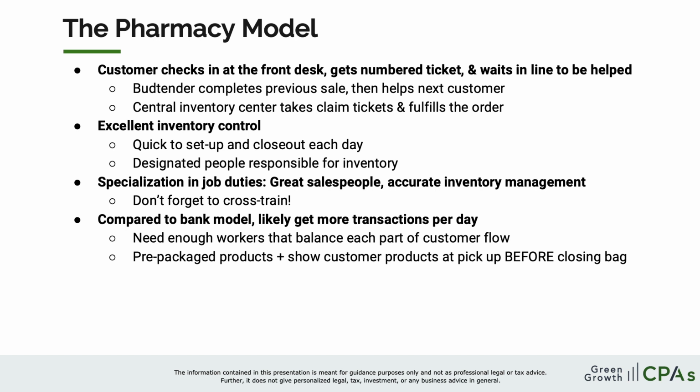Just make sure that the fulfillment team and the number of windows in that central inventory can keep up with the throughput of customers going through the bud tenders and doesn't get backed up too easily. Now, one thing here with the inventory is to have pre-packaged flower so you can quickly pull it off the shelf and drop it into the takeout container.